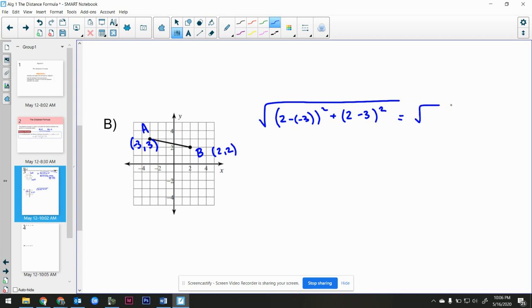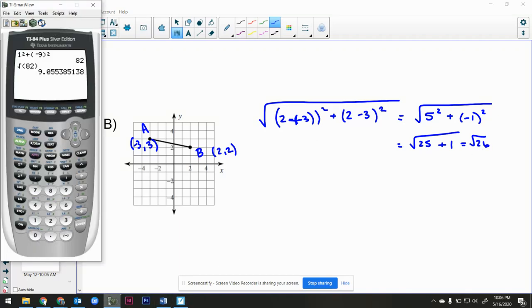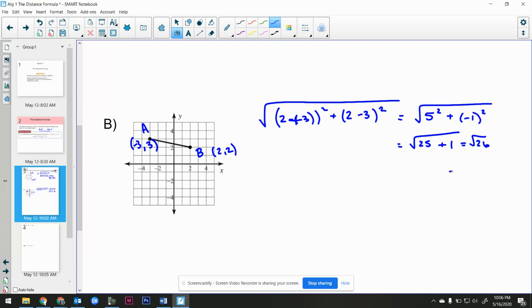Squared. Okay, so that will give me, remember this turns into a big plus sign, 2 plus 3 is 5. 2 minus 3 is -1. So this gives me the square root of 25 plus 1, so the square root of 26, which is not a perfect square. So the square root of 26 is 5.1. There's my answer. Okay.